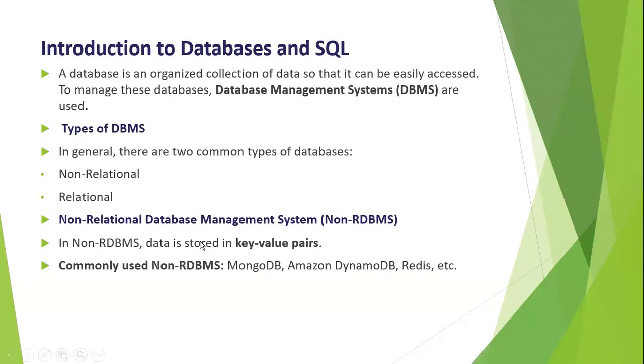Then these are non-RDBMS, like MongoDB and Amazon and so on. They are called non-RDBMS. There are no relations. In a relational system, we have relations between two tables. So let's just remember that RDBMS is a relational database management system. I will explain more later when we are actually doing these things.